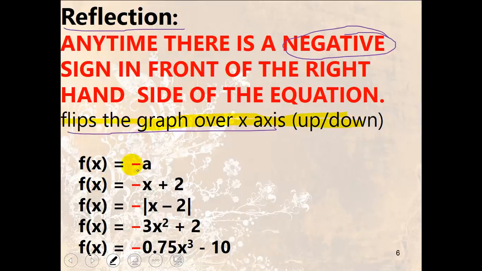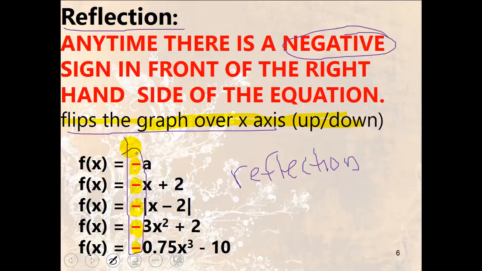Look at this. I have a negative a. I have a negative x. These are all reflections. A negative absolute value x minus 2. A negative 3x squared plus 2. A negative 0.75 x cubed minus 10. All of these are reflections. Why? Because there is a negative in front of the first term.